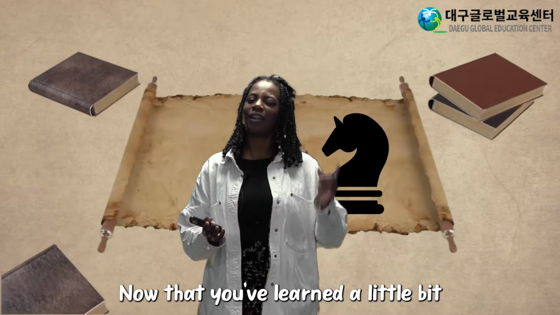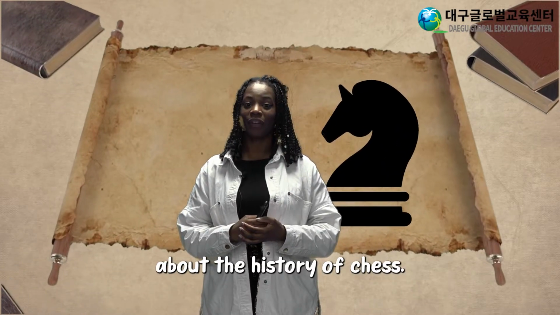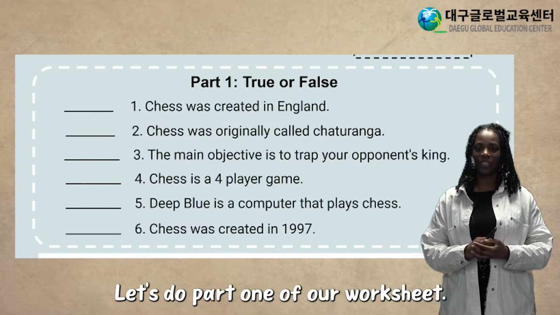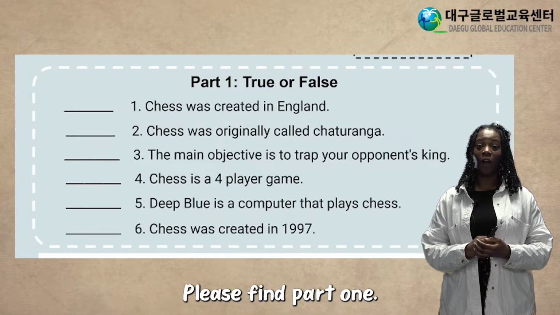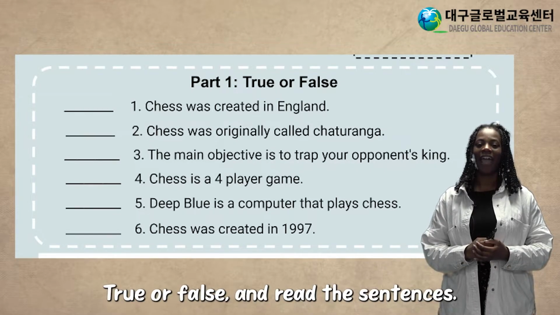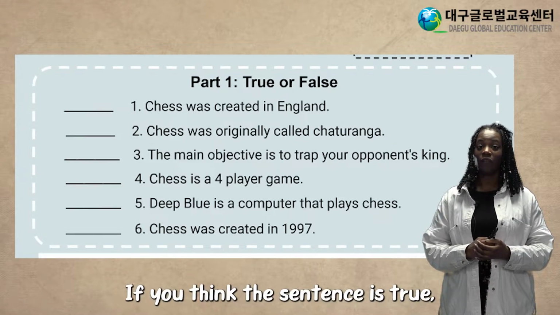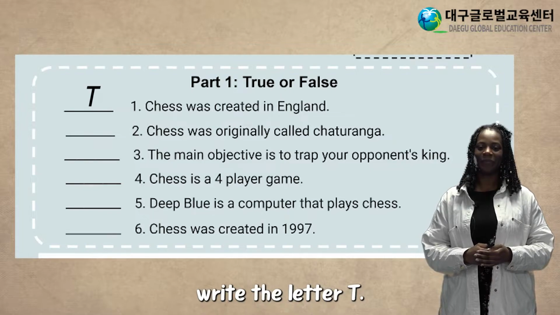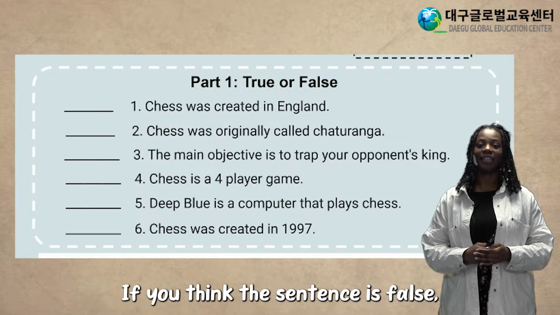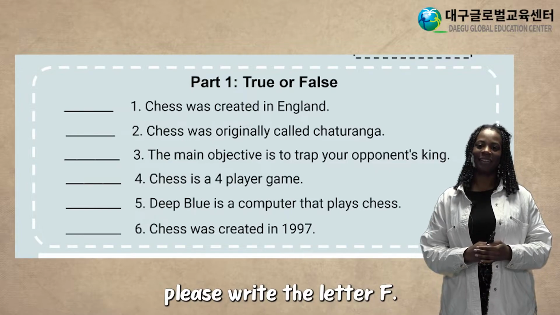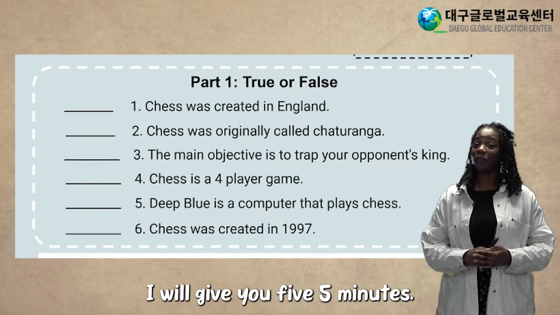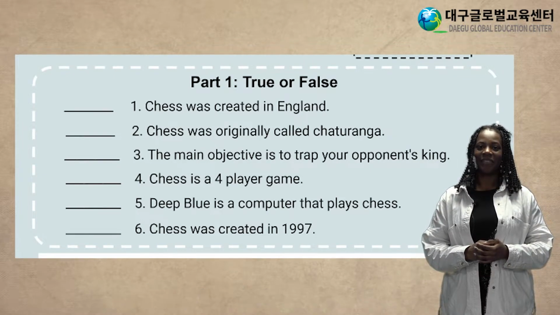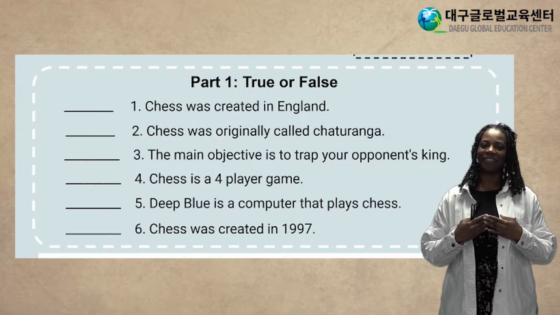Now that you've learned a little bit about the history of chess, let's do part 1 of our worksheet. Please find part 1, true or false, and read the sentences. If you think the sentence is true, write the letter T. If you think the sentence is false, please write the letter F. I will give you 5 minutes. Please read and write your answers. Then we will review together. Good luck!